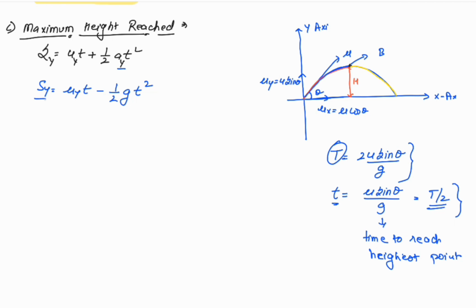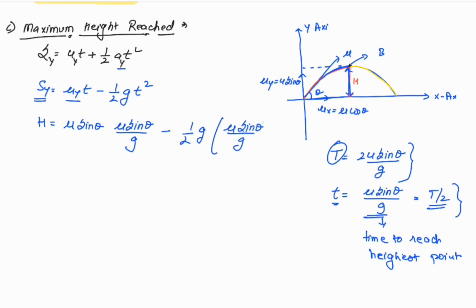Okay, now see, what is S_y? When we are calculating the maximum height, what is the displacement in the y-axis? The displacement in the y-axis is the same as H, the maximum height. What is u_y? Initial velocity is u sin theta. What is t? The time taken by the projectile to reach the maximum height is u sin theta upon g. This value of t, minus half g t square, where t is u sin theta divided by g, squared.